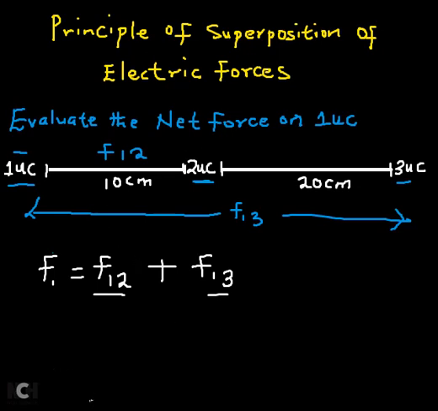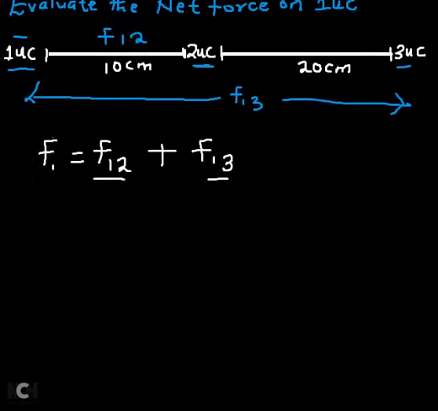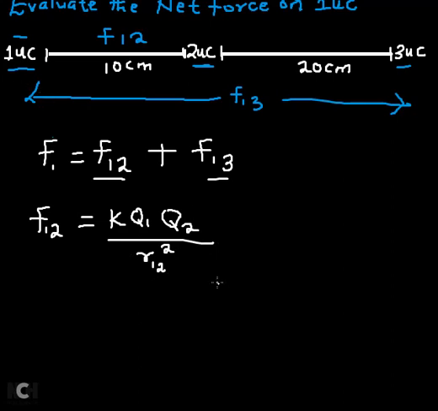The same way we add vectors. So let's get them one after the other. Let's start with the very first force. This is F12, the force on 1 due to the 2 microcoulombs. Of course, you know our formula. That's going to be equal to K Q1 Q2, the charges of 1 microcoulomb and 2 microcoulombs, divided by R12 squared, the distance between 1 and 2 microcoulombs.